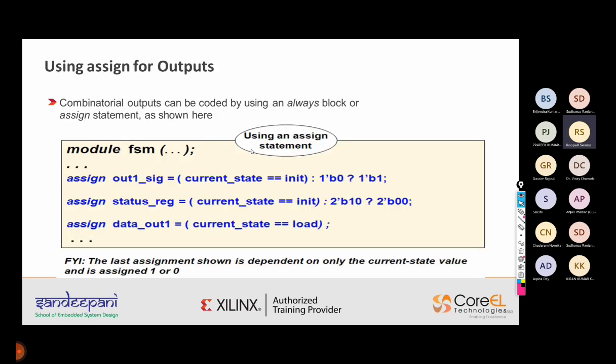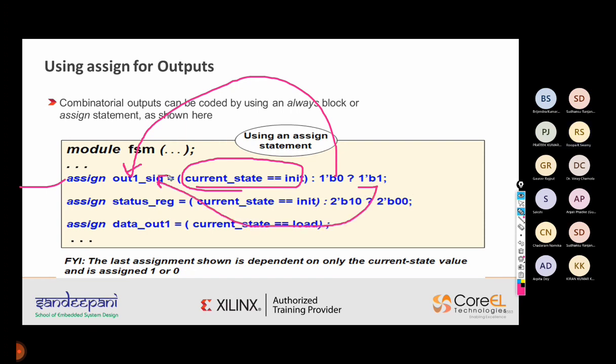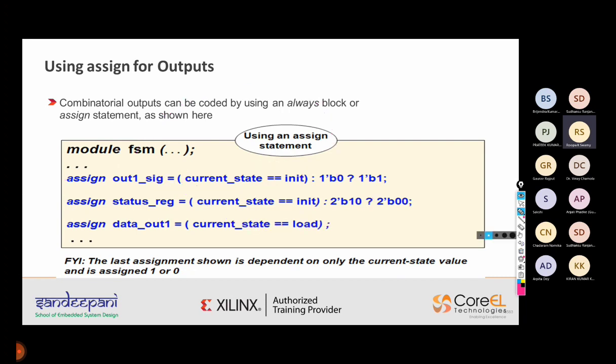And if I have my output to be a combinational type, then it's not like you always need a separate always block to define output. We can even have a continuous assignment statement to update output. So here, in the first statement, we have assign out signal is equal to a check for the state. If state is init, if it is true, then I'll assign output as 0. If not, that is in all other cases, I'll make output as 1. So it's all based on your scenario.